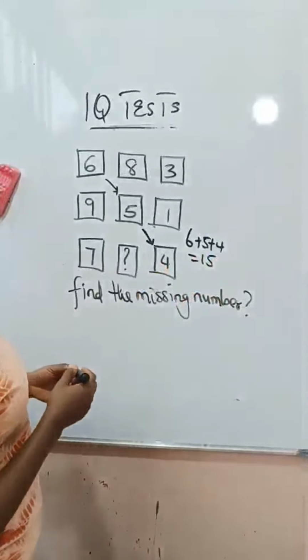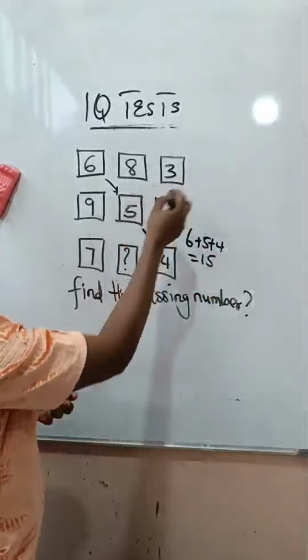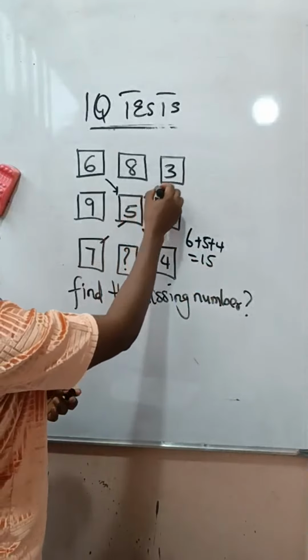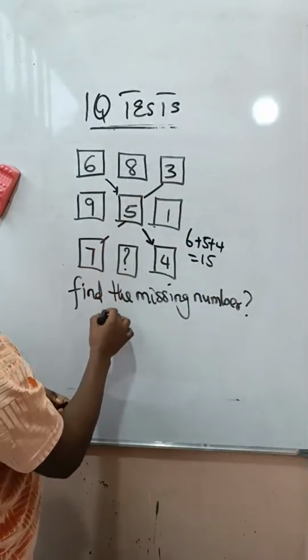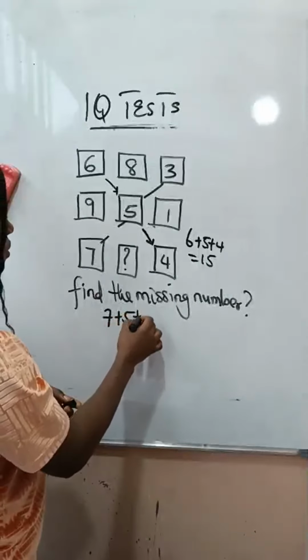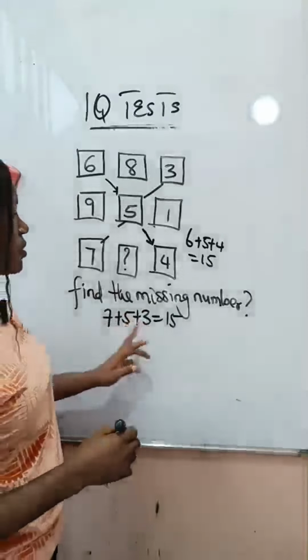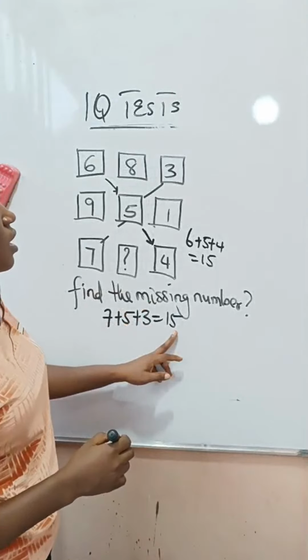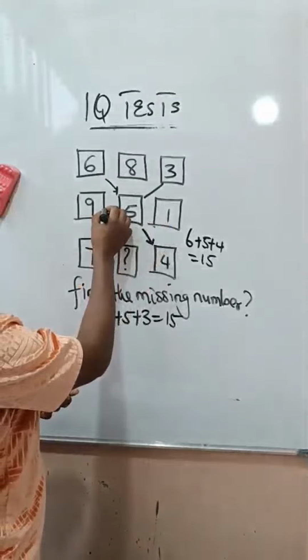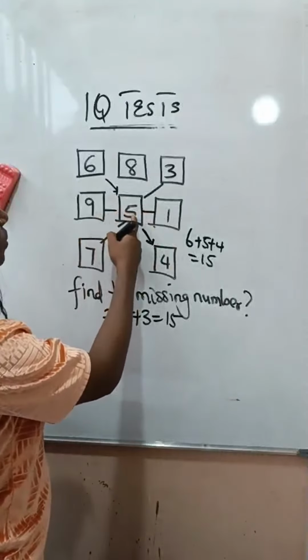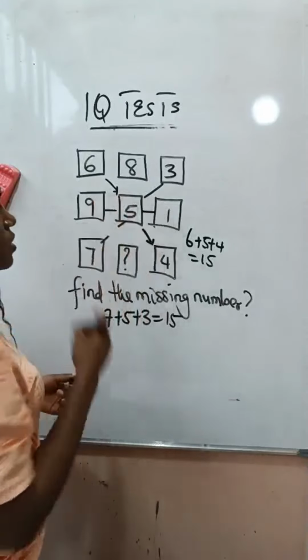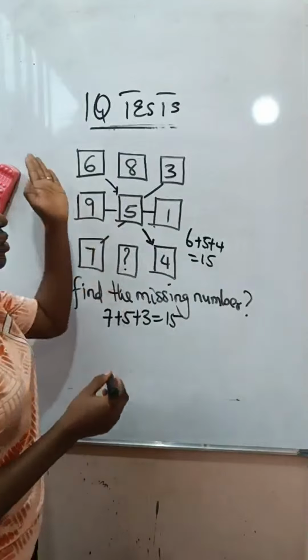Then let's try this as well. 7 plus 5 plus 3 is also 15, because 7 plus 3 is 10 and 10 plus 5 is 15. So if you add this to this, 9 plus 5 is 14 plus 1 is 15. So you can see that you need to add them.